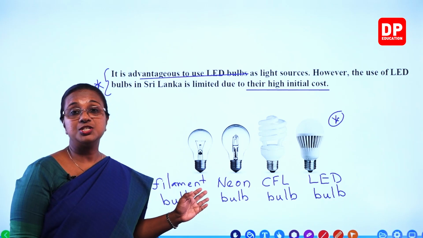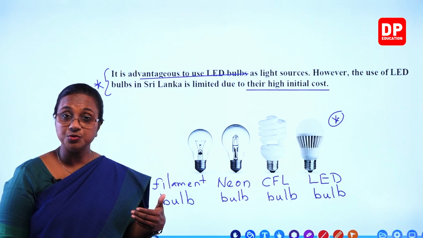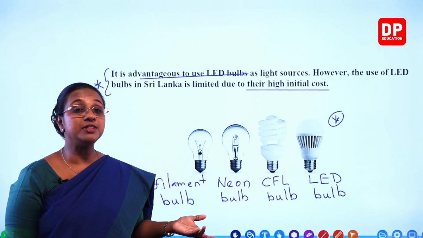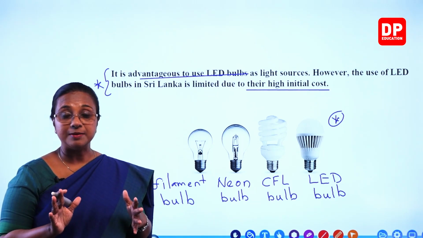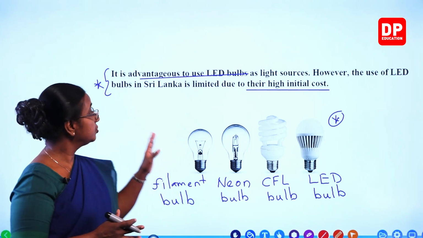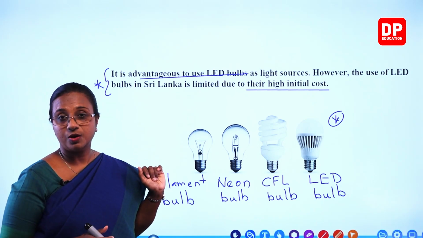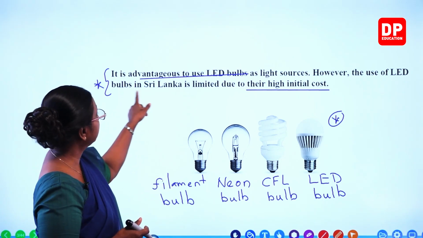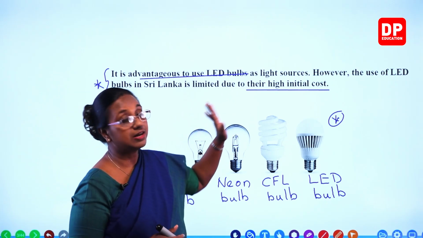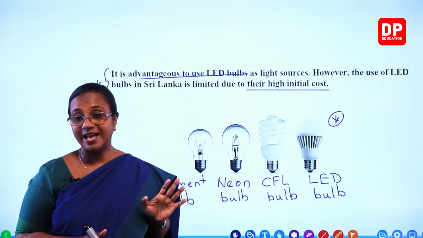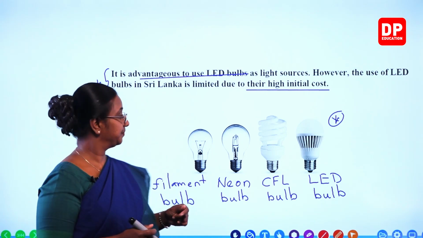But that high initial cost, when you compare it with the amount of electricity that you are going to consume in your household and need to pay for, it will be more efficient. That is why people still haven't got used to using LED bulbs, because of their high initial cost. So you have to remember that. It is advantageous to use LED bulbs because of the efficiency, but they have a high initial cost. I'm sure you all can understand that. So with that, students, we'll move on to the next slide.